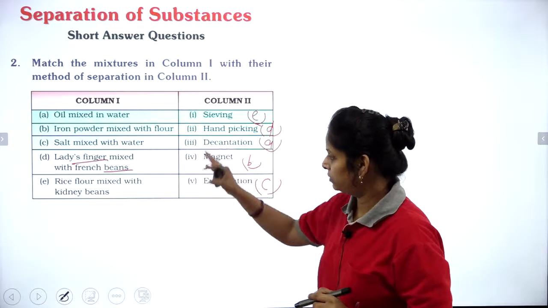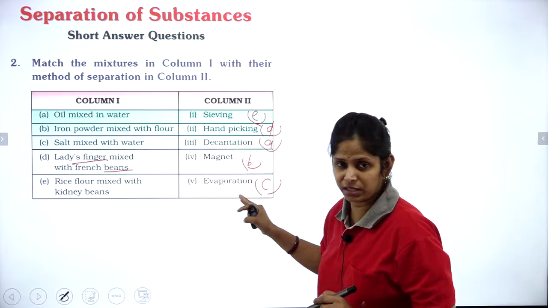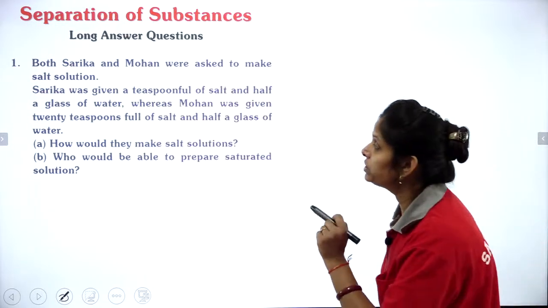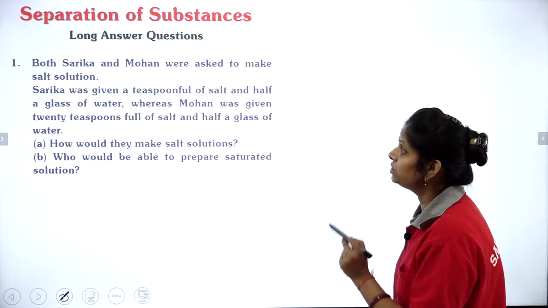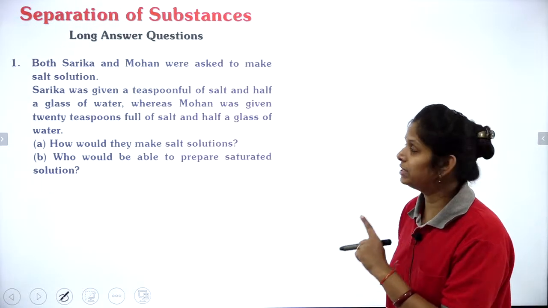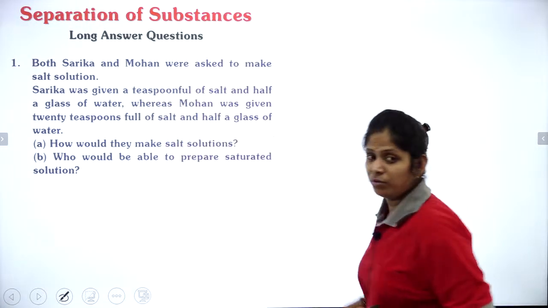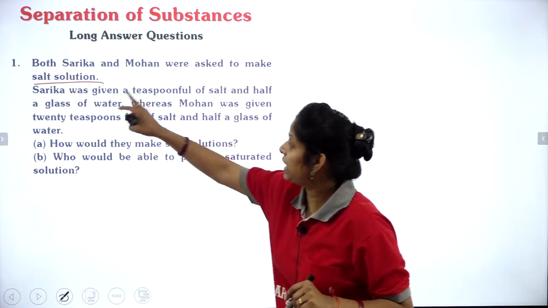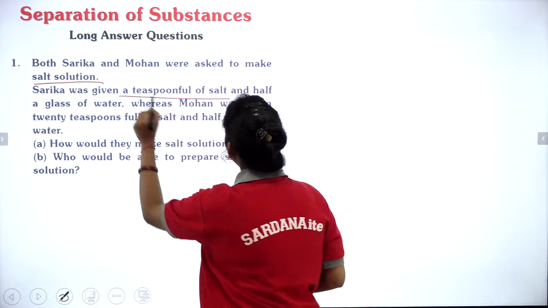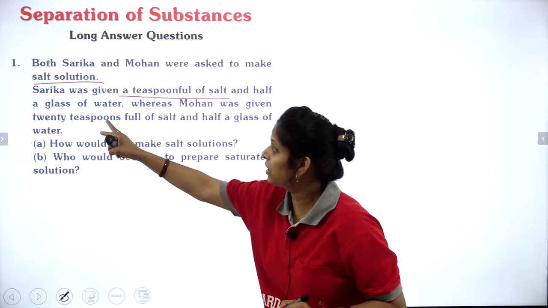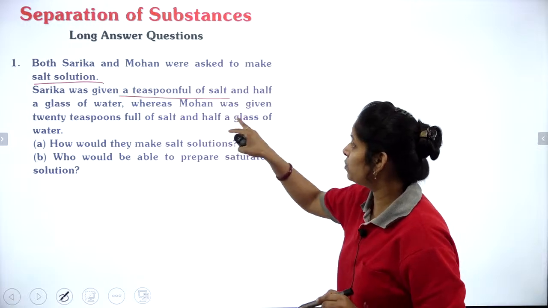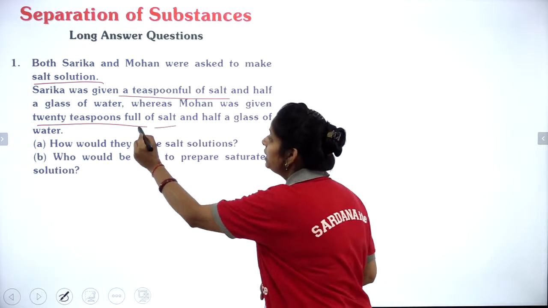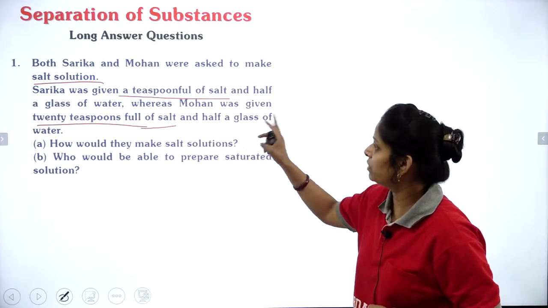Okay now, so we will choose these methods for these mixtures. Now next question: both Sarika and Mohan were asked to make salt solution. What is it asking? Sarika and Mohan were asked to make salt solution, but Sarika was given 1 teaspoon of salt and half a glass of water, whereas Mohan was given 20 teaspoon of salt and half a glass of water.